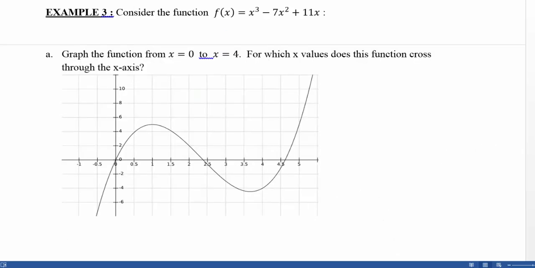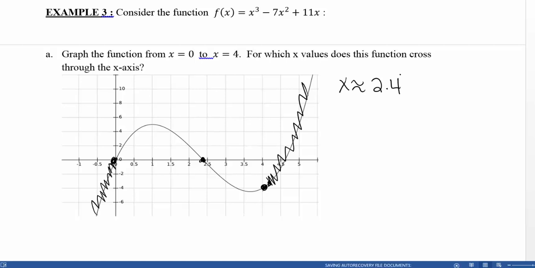Example 3. Consider the function f of x equals x cubed minus 7x squared plus 11x. Part A. Graph the function from 0 to 4. For which x values does this function cross through the x-axis? So let's see where we go from 0 to 4. So 0 is here, and 4, the function ends here. So we're going to ignore everything outside of that. From 0 to 4, all that stuff doesn't matter. Which means that we cross through the x-axis right about here. So that happens visually at approximately 2.4.